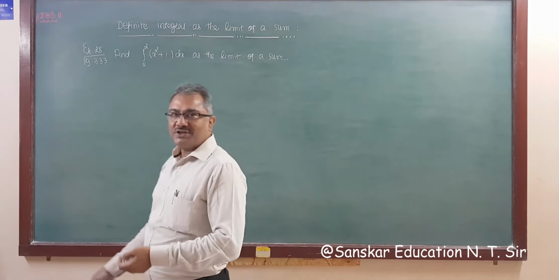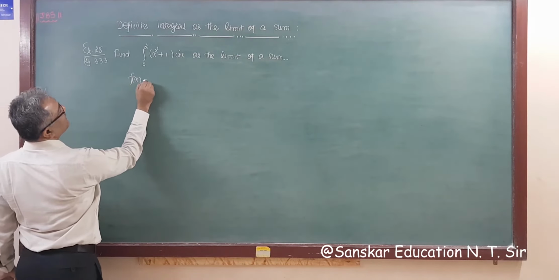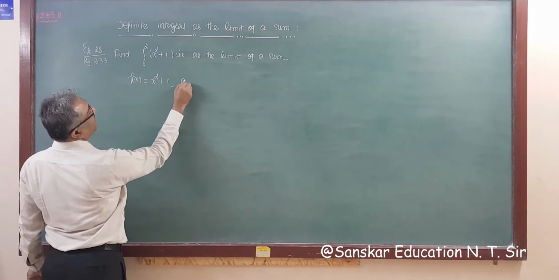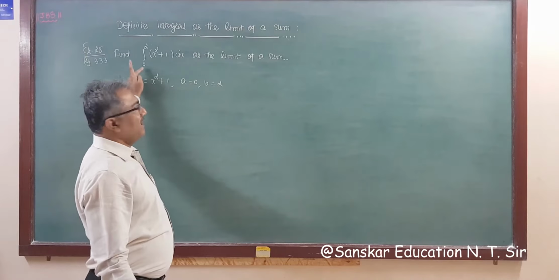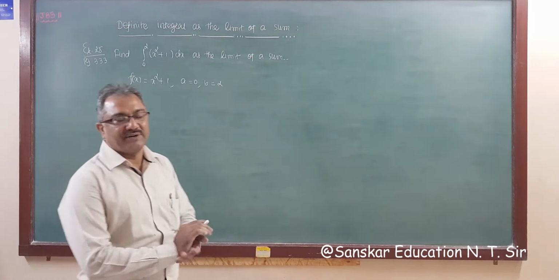So the first question of definite integration as the limit of a sum: this is the integration from 0 to 2 of x square plus 1. So here, what is f(x)? f(x) is x square plus 1, with limits a equal to 0 and b equal to 2. So this is the integral from a to b of f(x), which we are writing for your reference.